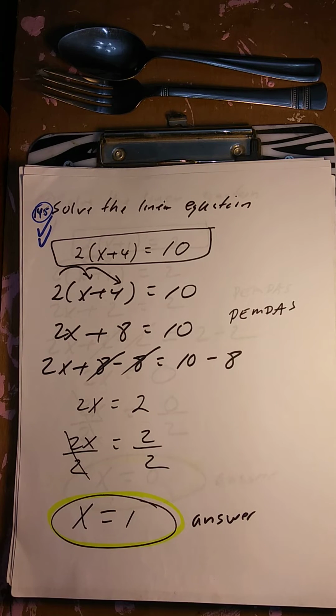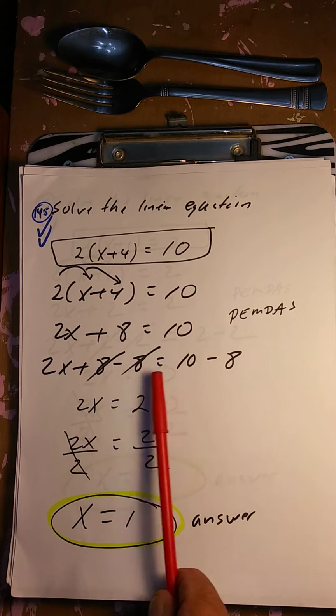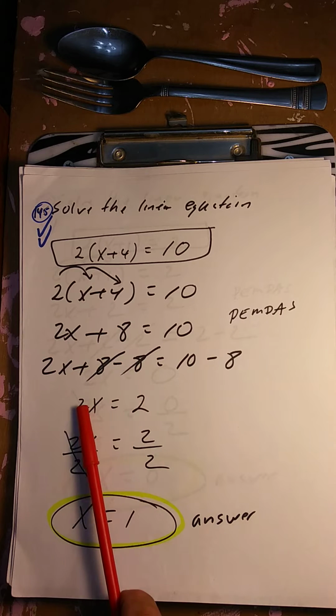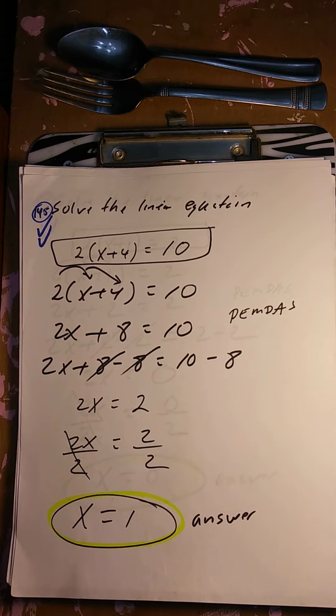Solve the linear equation. 2 parentheses x plus 4. So 2 times that is 2x. 2 times that is 8. Now I'm going to subtract 8. Subtract 8. These are gone. So 2x equals 2. Divide by 2. Divide by 2. So x must be what? 1.